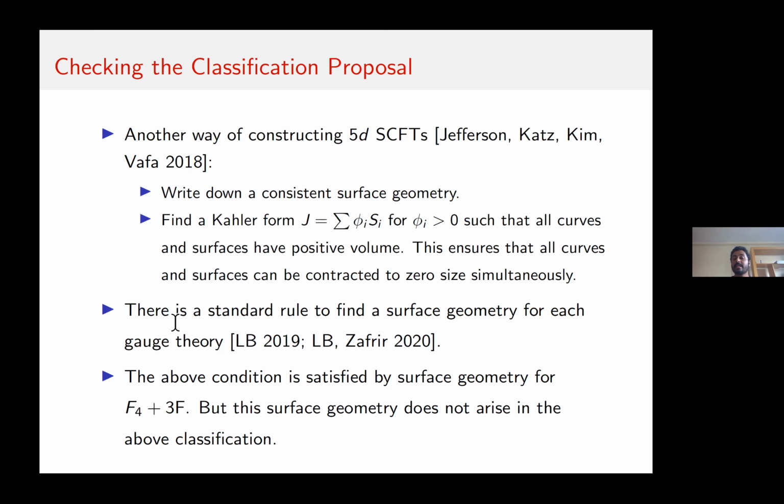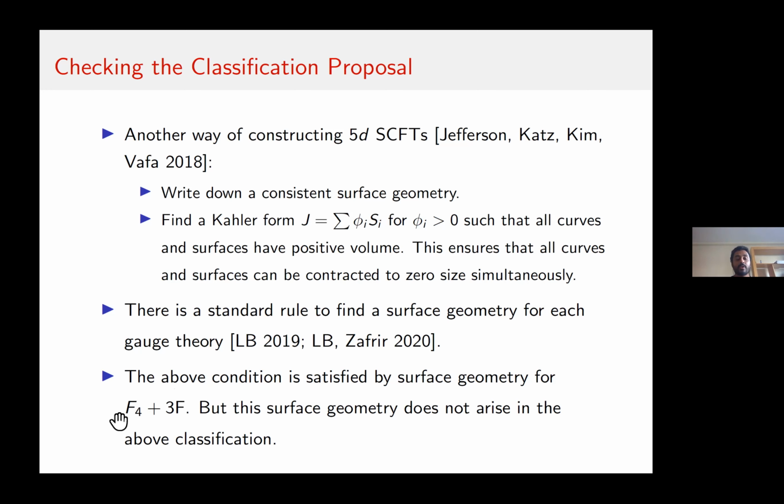Okay, the second input that we need is a correspondence between surface geometries and 5D gauge theories. So given the data about a 5D supersymmetric gauge theory, namely a gauge group, some hypermultiplets, Chern-Simons levels, discrete theta angles, and which are half hypers versus full hypers, you can write down a canonical surface geometry for each such gauge theory.